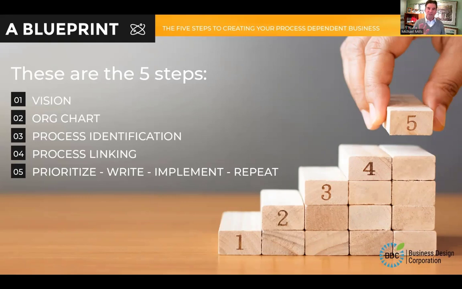There are actually 5 steps in doing this. One is vision. Second is org chart. Third is process identification. Fourth is process linking. And the 5th is prioritizing the writing of your processes. And I'm going to walk through each of these steps today and explain briefly what they are. And then I have a really great offer for you at the end if you stick with me.